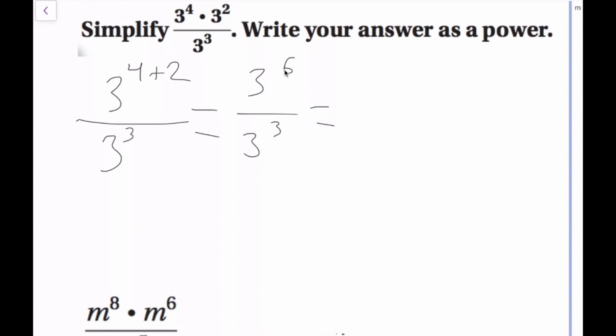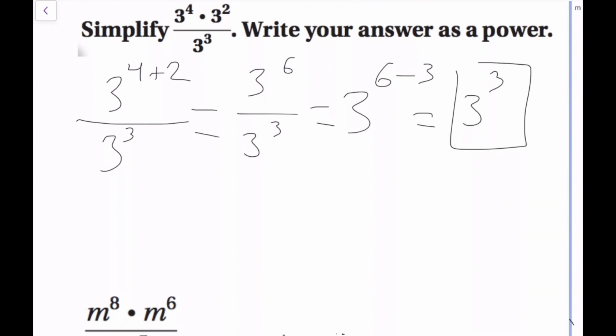And then I can use my quotient rule with exponents. We have the same base, so since I have a quotient, I can subtract 6 minus 3. So this becomes 3 to the 6 minus 3rd power. And remember, when I'm doing all of these exponent property rules, the base stays the same. So anyway, now I have 3 to the 6 minus 3, which is 3 to the 3rd power, and this is our answer in exponent form as a power. We could have done this out, but we don't have to because the instructions say write your answer as a power.